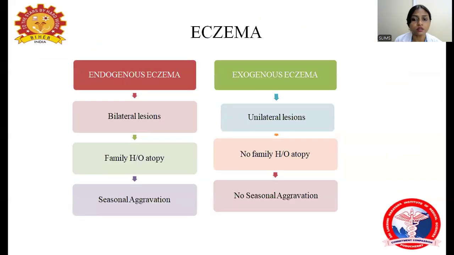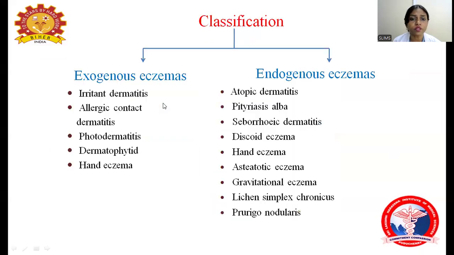Exogenous eczemas and endogenous eczemas, these are the differences between them. The exogenous eczemas include all these things, and the endogenous eczemas include atopic dermatitis, pityriasis alba, and seborrheic dermatitis. The most common ones are atopic dermatitis, pityriasis alba, and seborrheic dermatitis.